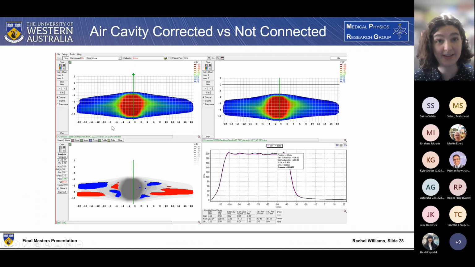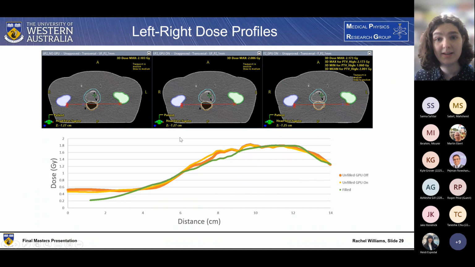Again, this is a comparison between the air cavity corrected and not corrected plans, where the maximum dose difference between each of the plans is still under 2%. Below is the left-right profile, which is near the air cavity and tissue interface, which shows, especially between the air cavity corrected and not corrected plans, a strong agreement between all three.